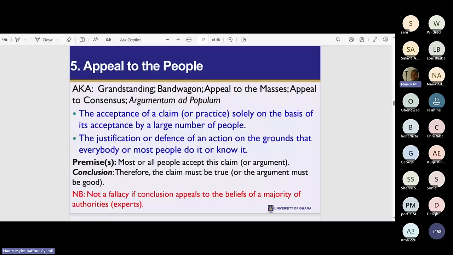I'll read over for the benefit of those who play back. I may have special students who want to hear clearly, in addition to what their unit will do for them. The acceptance of a claim or practice solely on the basis of its acceptance by a large number of people. That is our problem. We don't worry if many people love something, but if the whole reason is solely that you make that acceptance yourself or you reject it just because many people accept it or many people reject it, we have a problem with you, because many people are not always right.